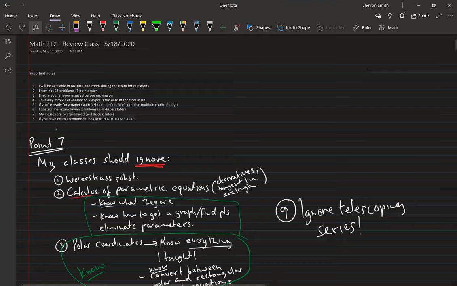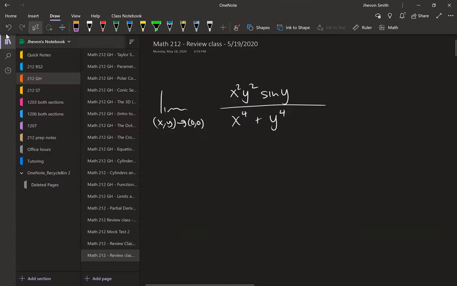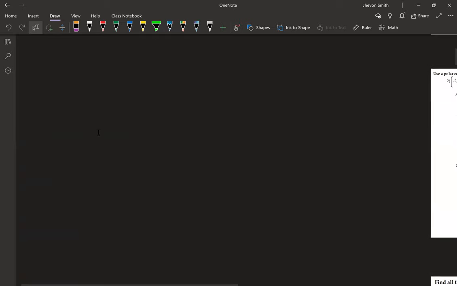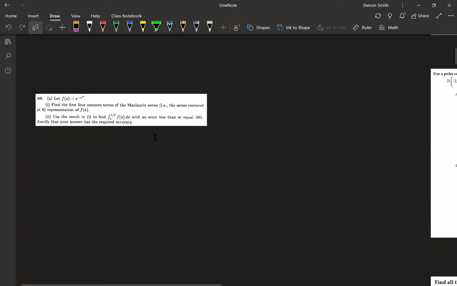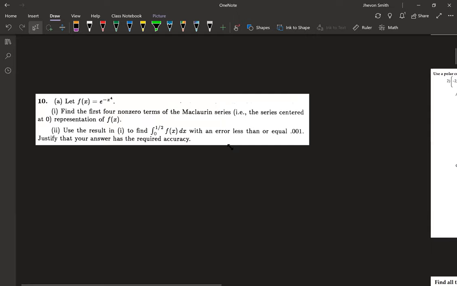Okay, so moving on to, I believe the next page is what we want to do today. There's a limit to get you started off, but I assume you mean something like this. All right, so f of x is e to the minus x to the fourth. Find the first four non-zero terms of the Maclaurin series centered at zero. Okay, so something like that could be multiple choice for sure.